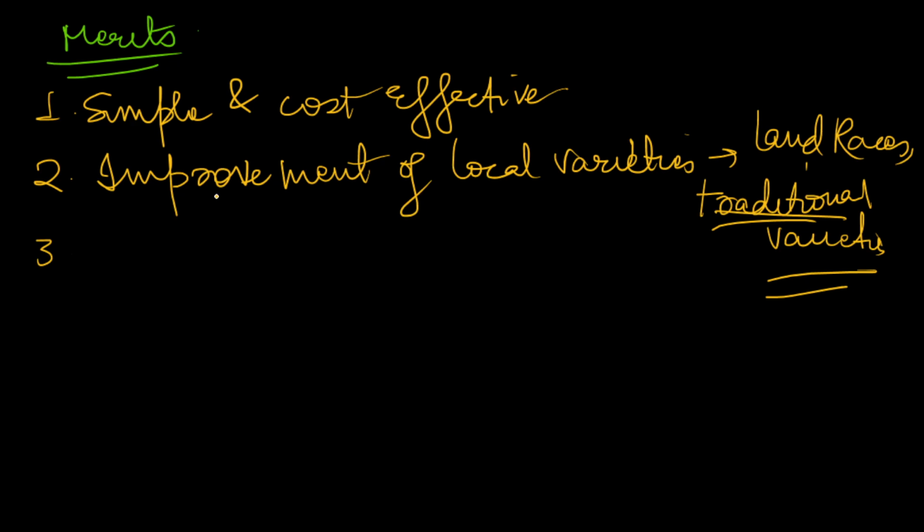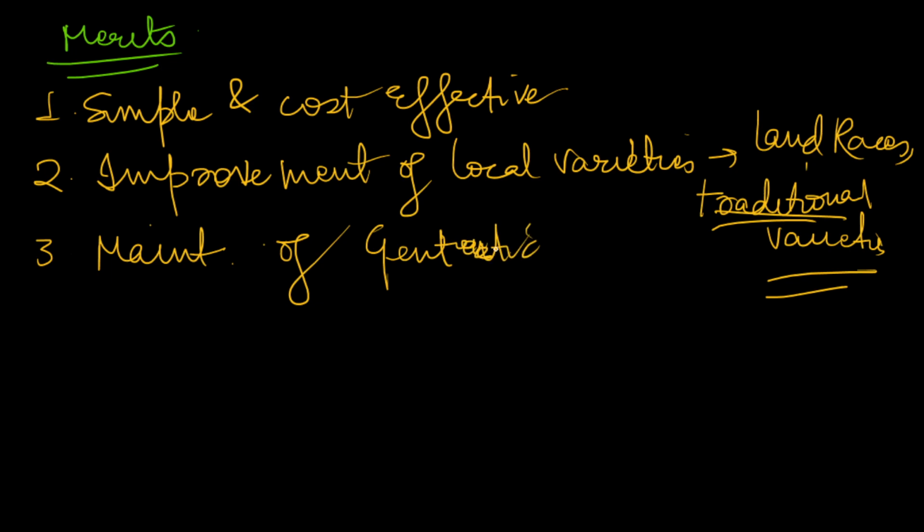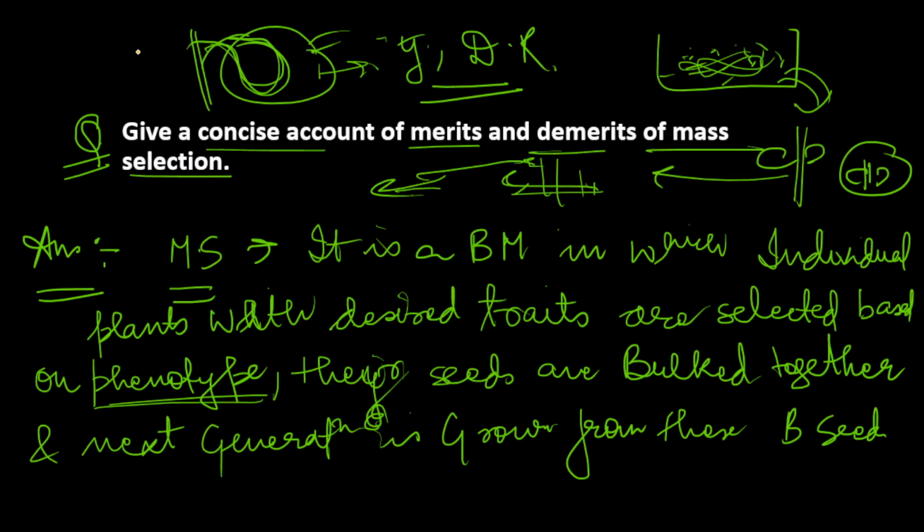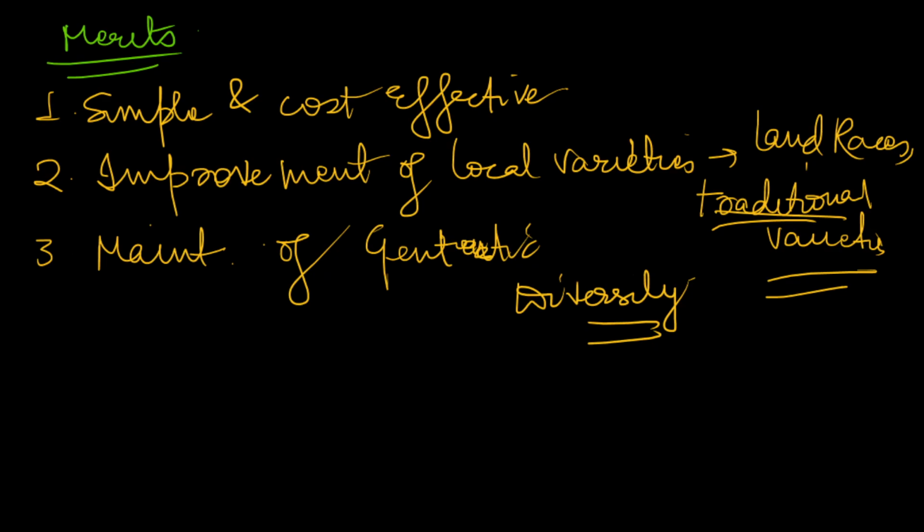We can maintain the genetic diversity. So genetic diversity can be maintained because here you can see that we are mixing the seeds of various plants. Okay, there are a lot of superior plants. So it maintains genetic diversity. Instead of one type of genes, there are several genes coming from the several plants. So genetic diversity is maintained.